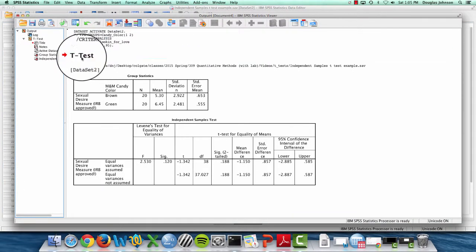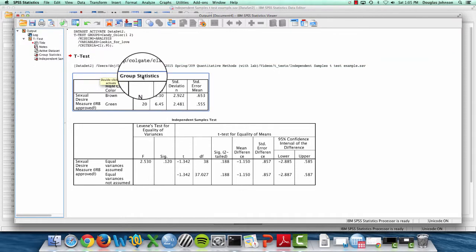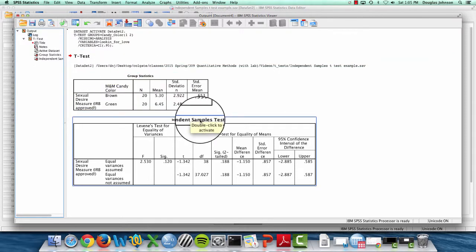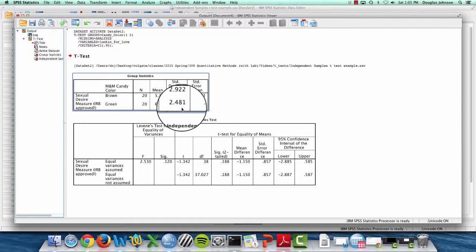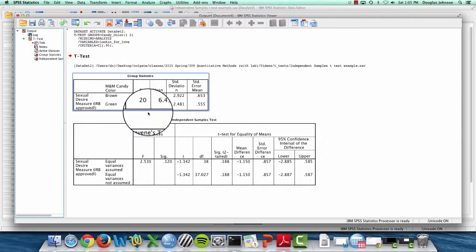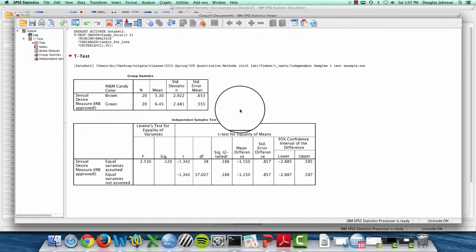It's doing a t-test. The fact that it's talking about groups and independent samples tells us that it's an independent groups or independent samples t-test. Here we have the descriptive information for our 2 samples, 20 individuals in the brown M&M condition, 20 individuals in the green M&M condition. Here are our 2 sample means, standard deviations.